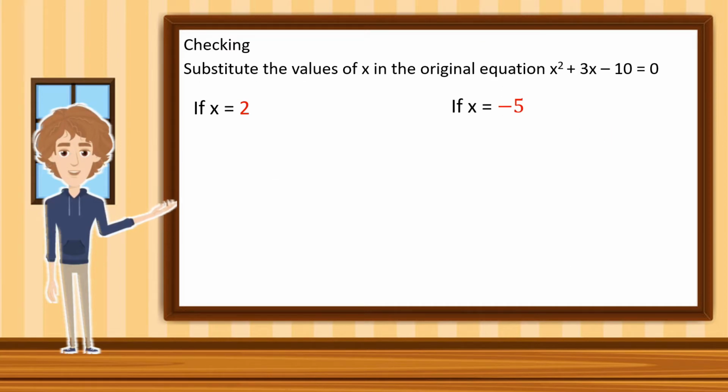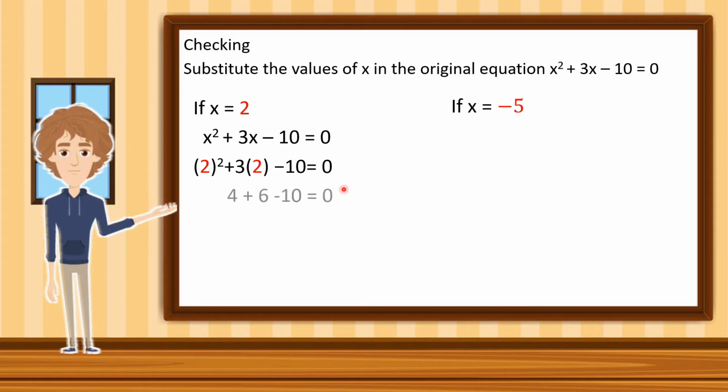Let us now check if our answers are correct. We are going to substitute the values of x in the original equation, x squared plus 3x minus 10 is equal to 0. If x is equal to 2, let us substitute. So 2 squared plus 3 times 2 minus 10, is it equal to 0? So 4 plus 6 minus 10, and that is 0. Then 0 is equal to 0. Therefore, 2 is a correct root of x squared plus 3x minus 10 is equal to 0.